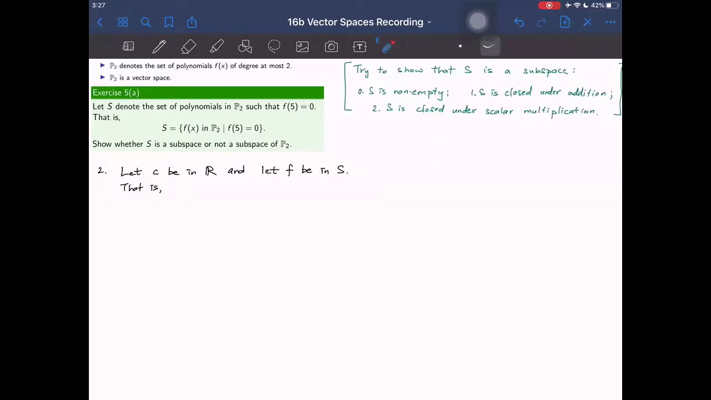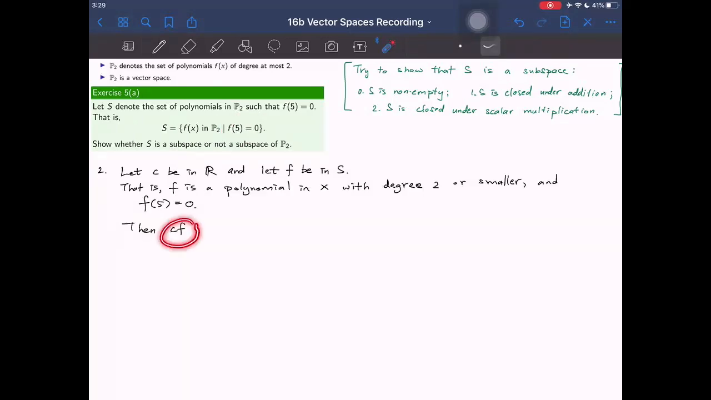To show that S is closed under scalar multiplication, we start the same way as usual. We say let c be a number and let f be in our subset S. We then write down what it means for f to be in S. It means that f is a polynomial in P2, and if I plug in 5 into f, I get 0. And then I need to show that c times f is also in S. To do that, I need to say that c times f is also in P2, and if I plug in 5 into c times f, I get 0.